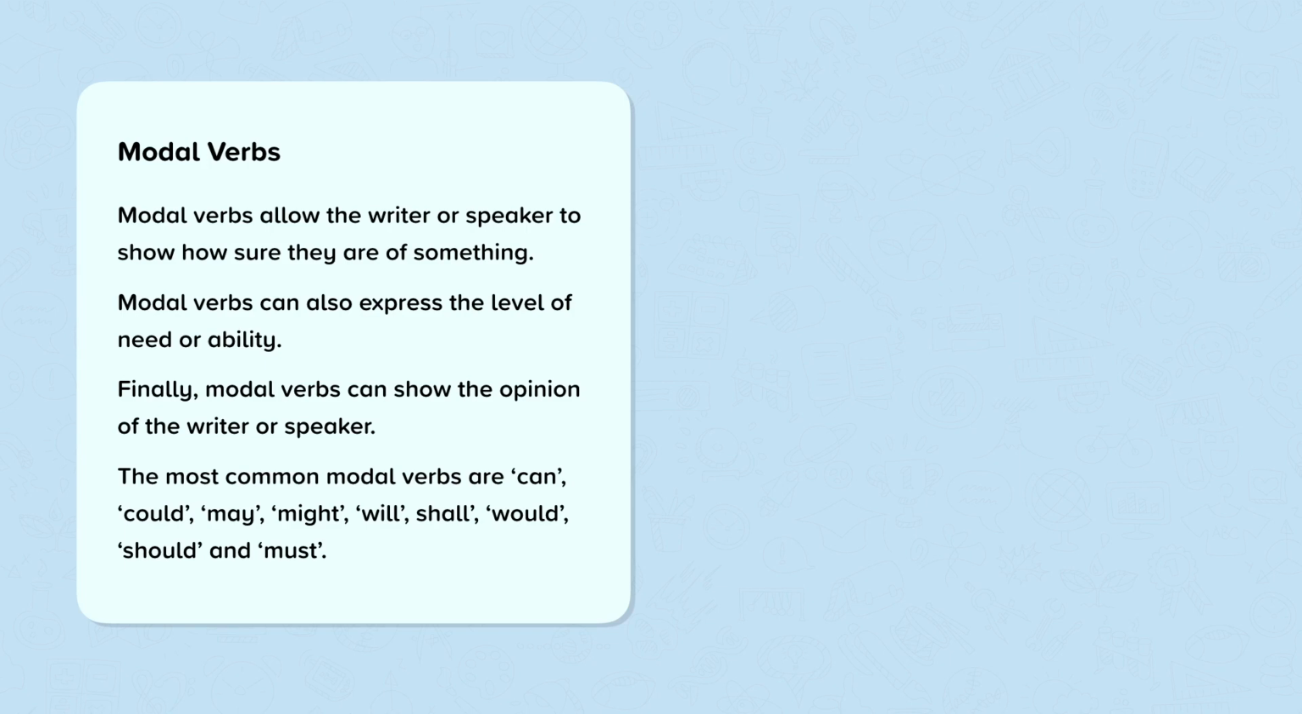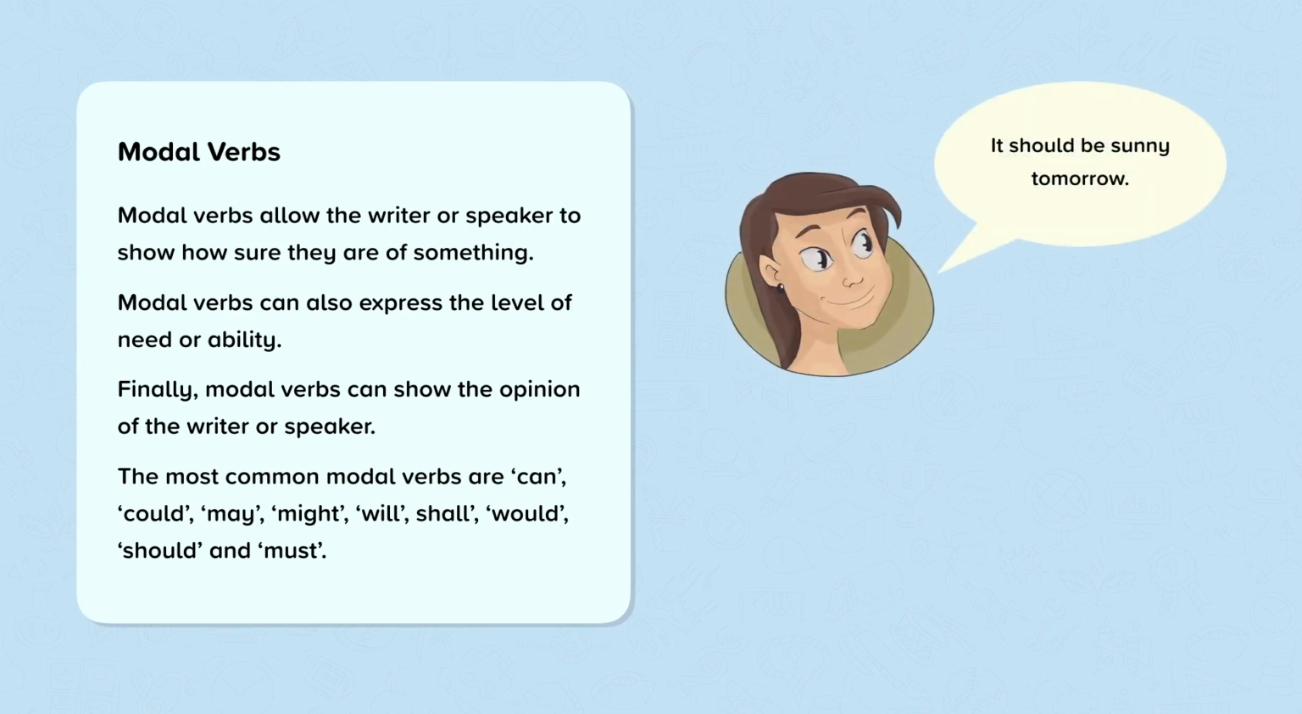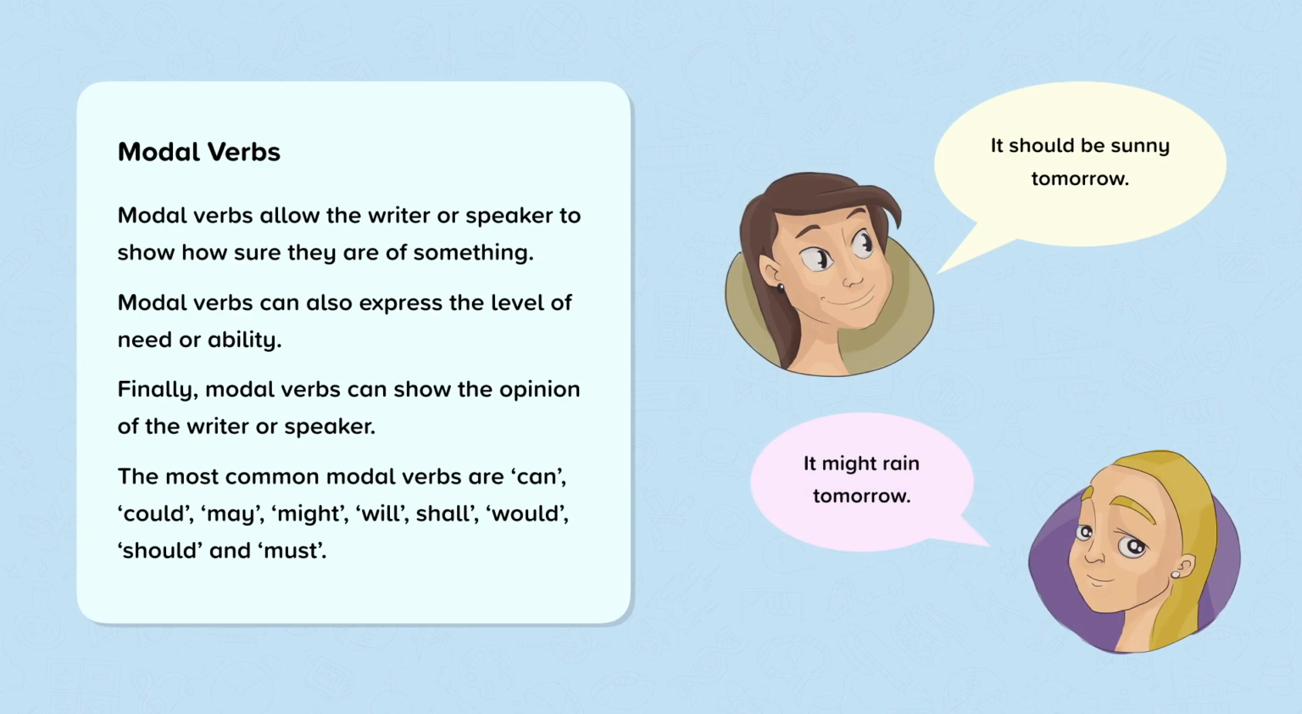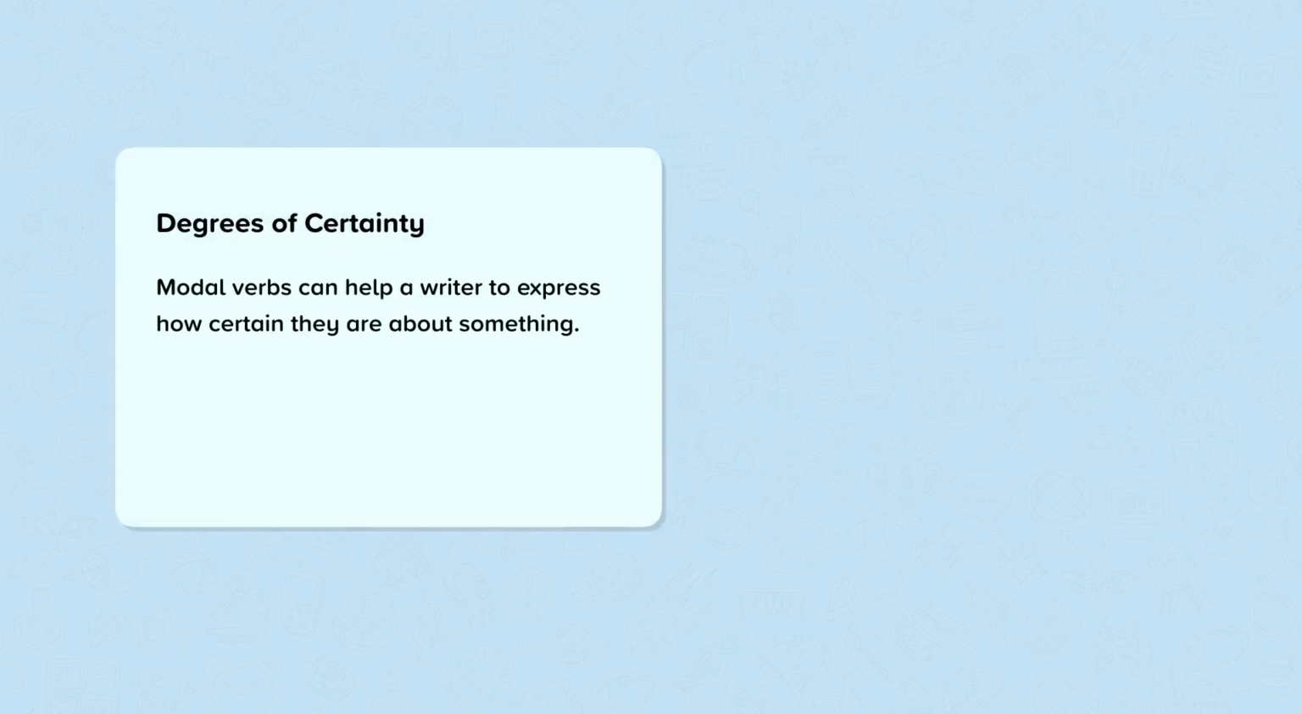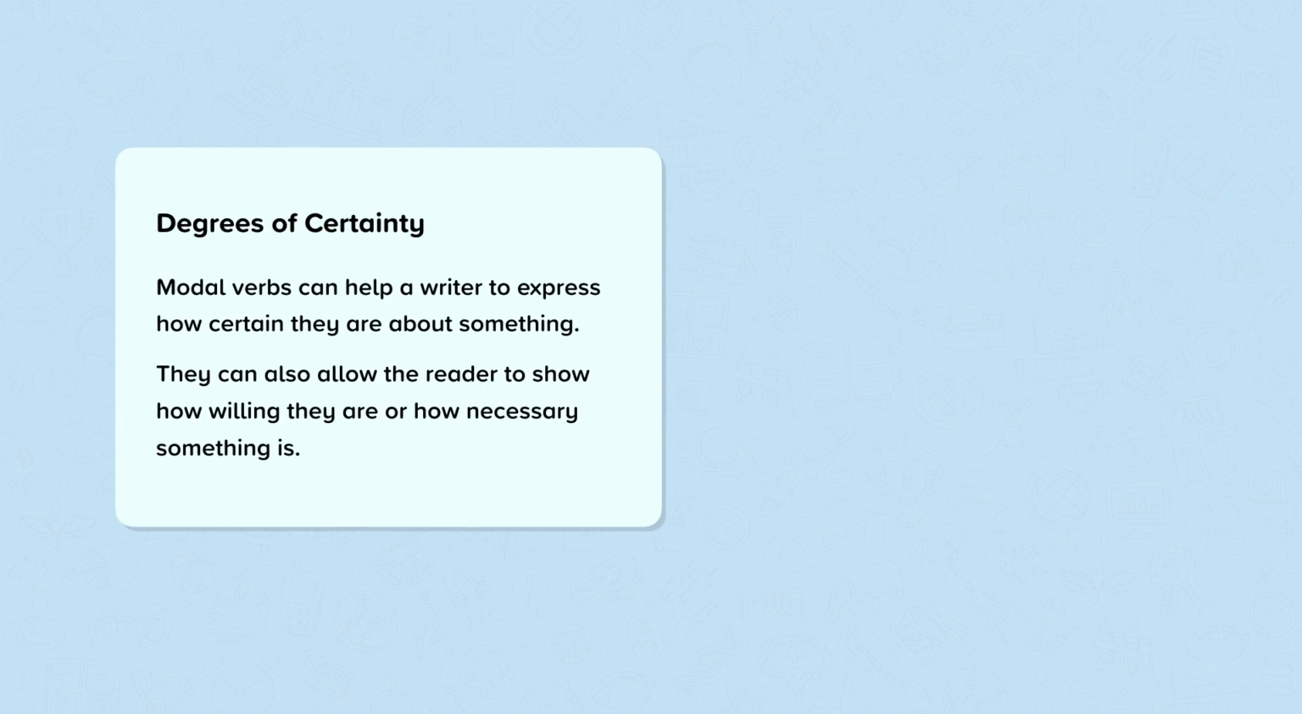For example, it should be sunny tomorrow, or it might rain tomorrow. Modal verbs can help a writer to express how certain they are about something. They can also allow the reader to show how willing they are or how necessary something is.